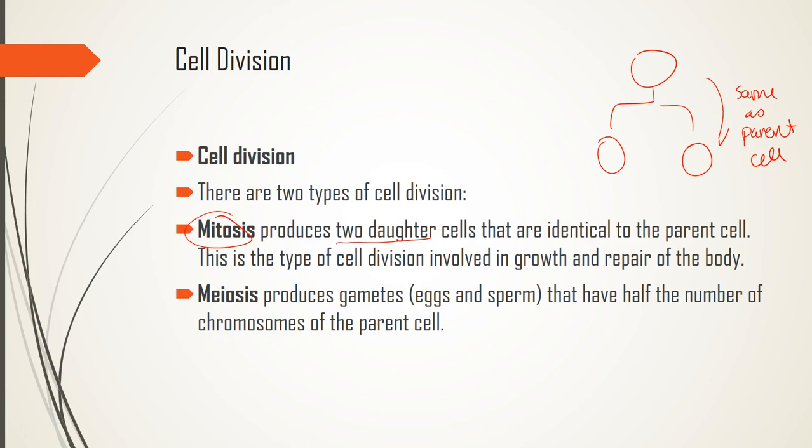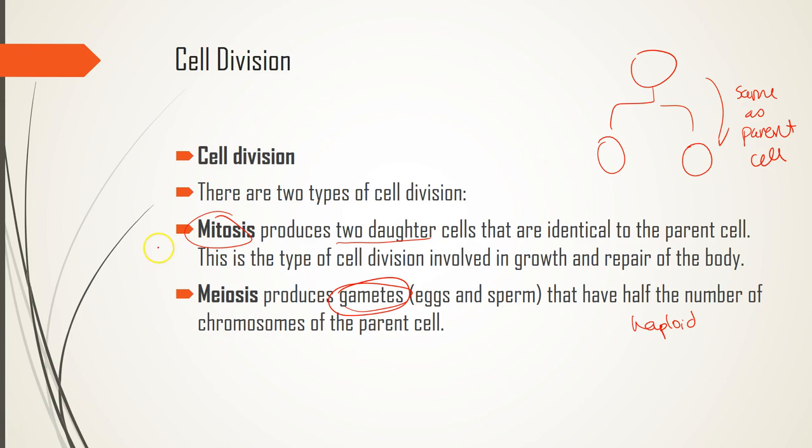Meiosis, on the other hand, produces gametes, and if you remember from last week, gametes are our sex cells, so these are eggs and sperm, and if you remember, that means that they have a haploid number of chromosomes, or half the number of chromosomes of the parent cell. And this is because when we have reproduction occurring, we want two gametes to come together to form a new cell that has the full number of chromosomes, but half from the maternal line or the mother and half from the paternal line or the father.